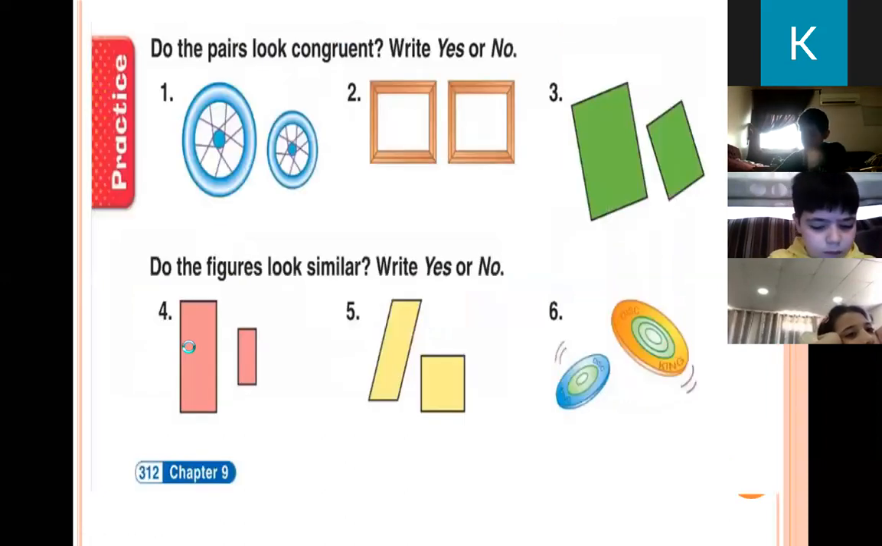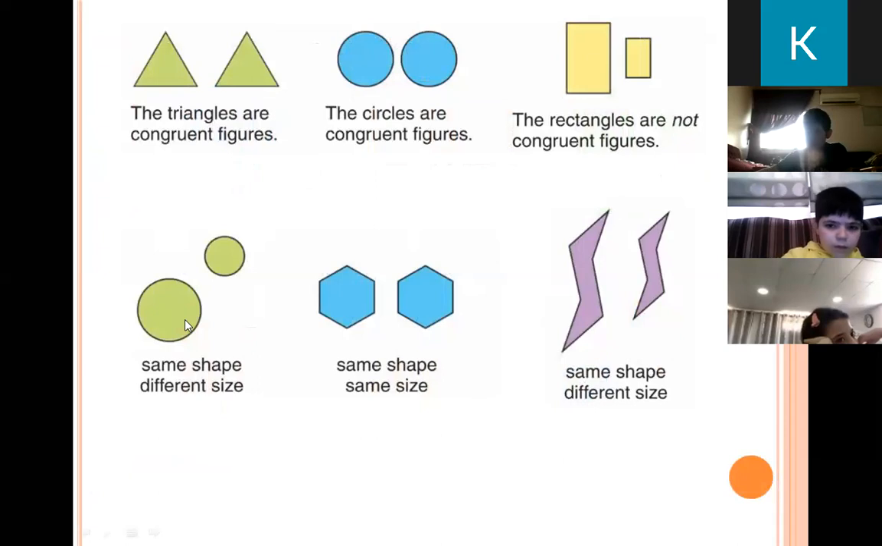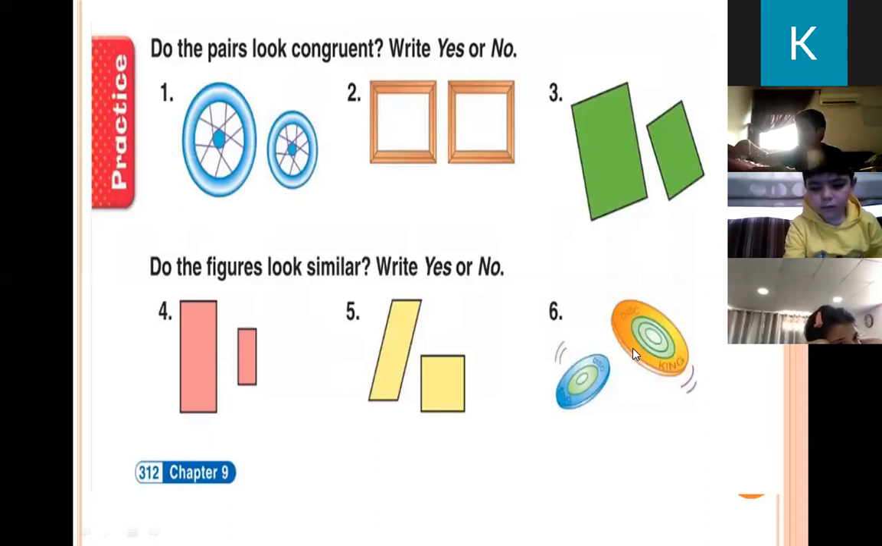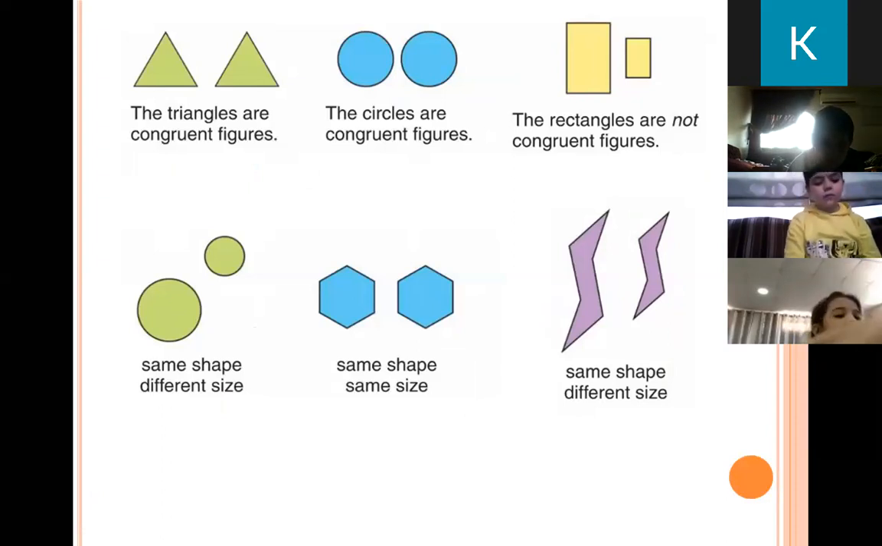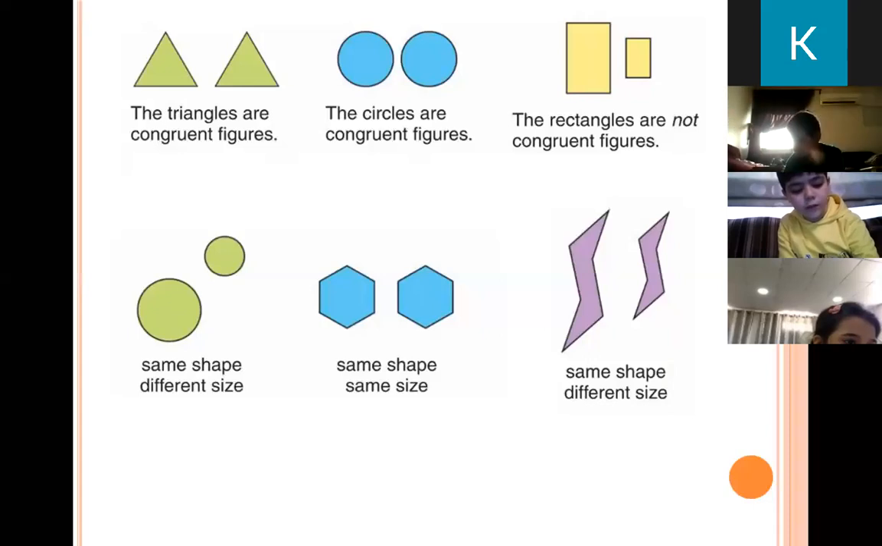These two circles are congruent? No. Of course, no. Why? Because I have different size. Same shape, same size. So these two are congruent. Last one, same shape, different size. So these are not congruent. Okay? So if I have same size, same shape, that means we have congruent figures. Same shape, different size, not congruent, and maybe similar.